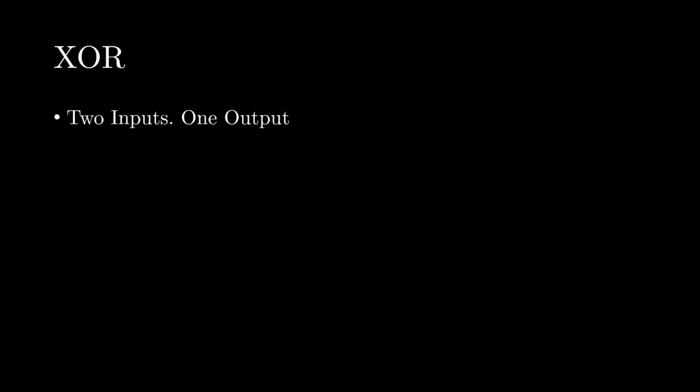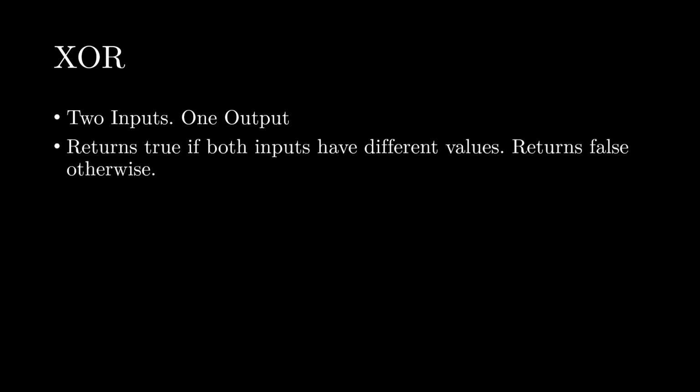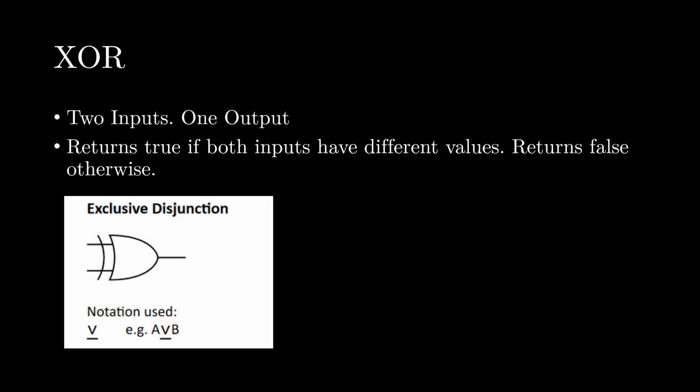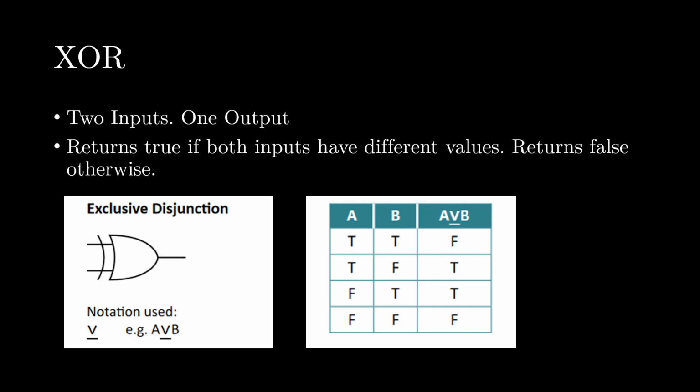Lastly, exclusive OR. This one has two inputs and one output, and only returns true if both inputs have different values. The exclusive OR gate looks like the OR gate, but with a line at the back of it. The notation is also the same as OR, but you underline the V, or downwards arrow. And this is what the truth table looks like. You can see how it's similar to OR, but in the first row, because both of our inputs are true, it outputs a false, because it only outputs true if both of the values are different.